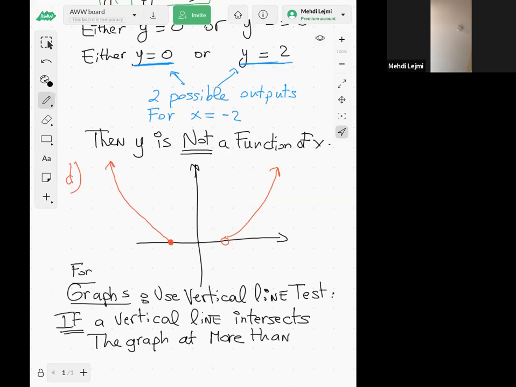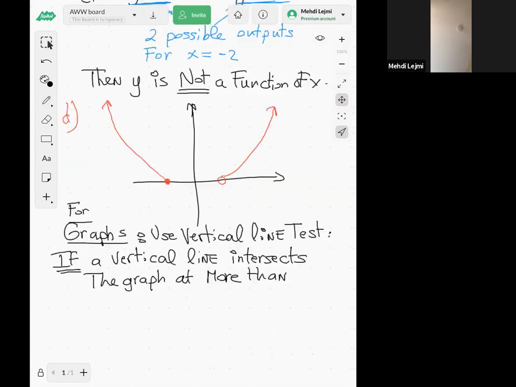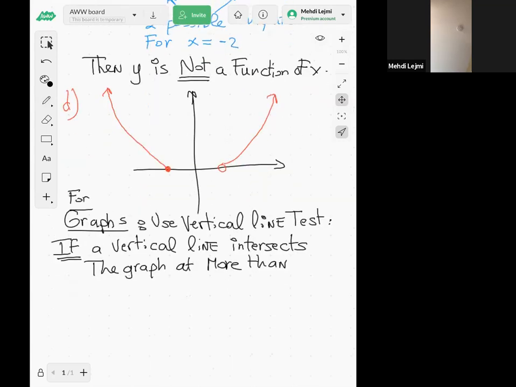You don't have to write down the vertical line test in the test. You need to use the vertical line test, but you don't have to write down what the vertical line test is. All right. So if a vertical line intersects at more than one point, then the graph is not a function.